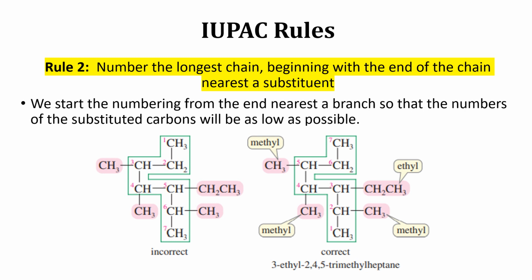We start numbering from the end nearest a branch so that the number of the substituent carbon will be as low as possible. In the preceding heptane structure on the right, numbering from top to bottom gives the first branch at C3, carbon atom 3, but numbering from bottom to top gives the first branch at C2, or carbon 2. Numbering from bottom to top is correct. If each end had a substituent the same distance in, we would start at the end nearer the second branch.